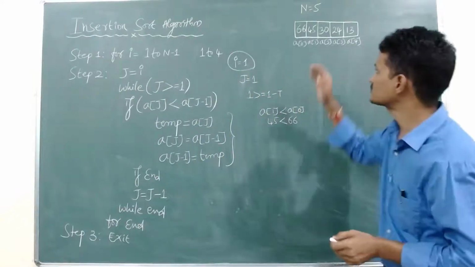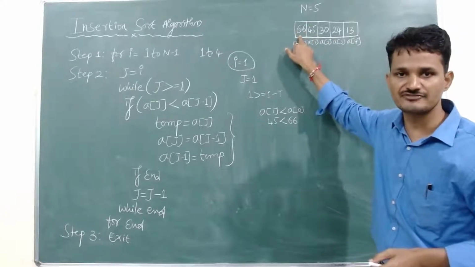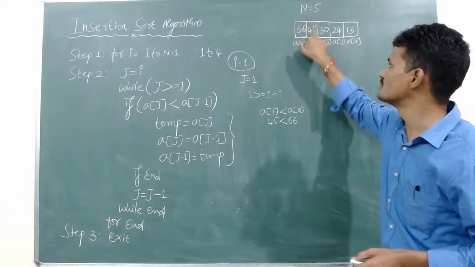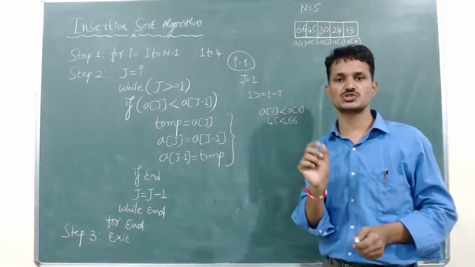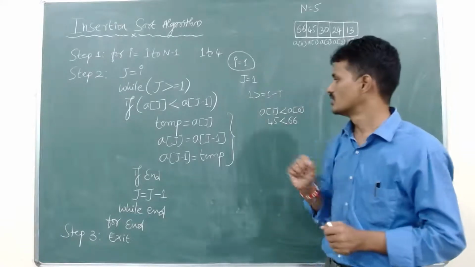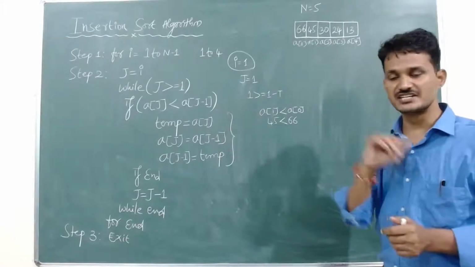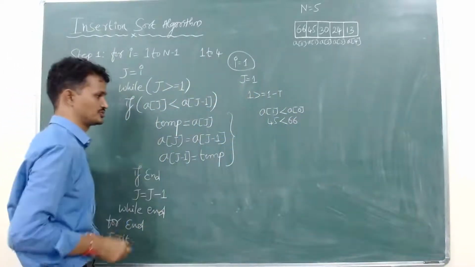That means 45 will come and occupy the position a of 0, and 66 will move on to the position a of 1. The first two locations will get interchanged or swapped. These three statements will interchange. Have a look at these three statements, how the values are going to interchange.